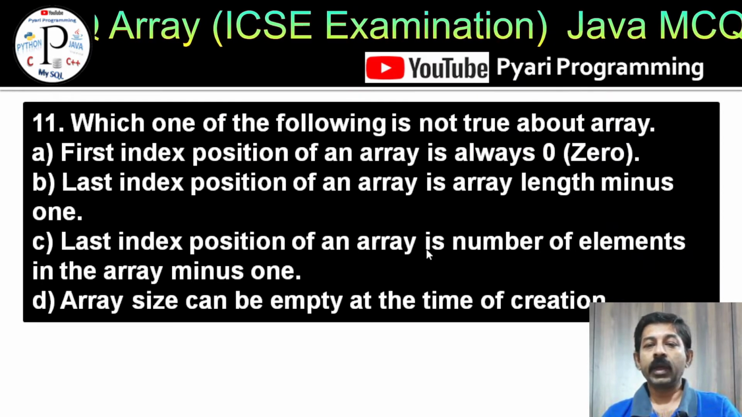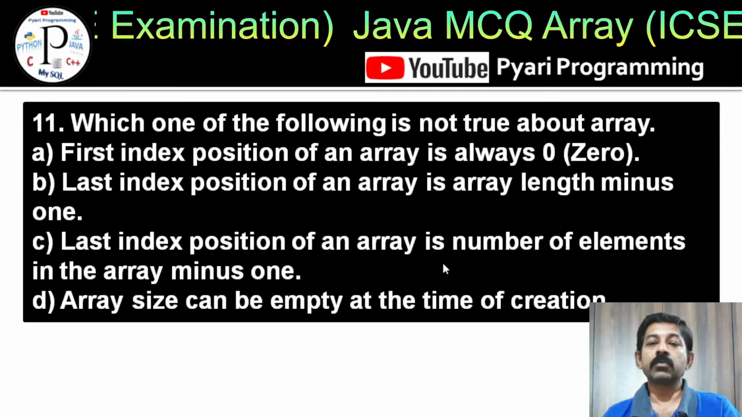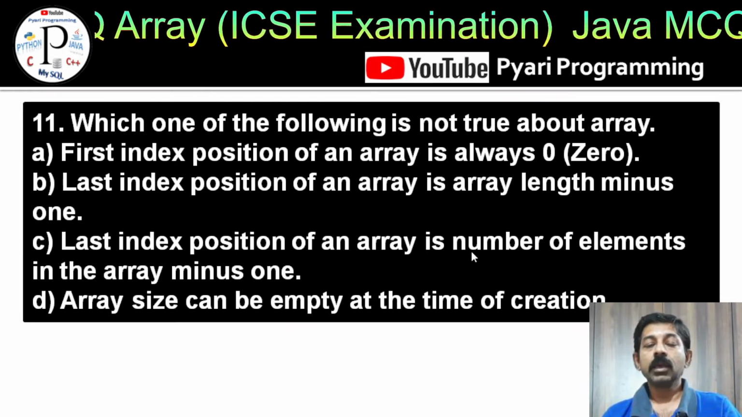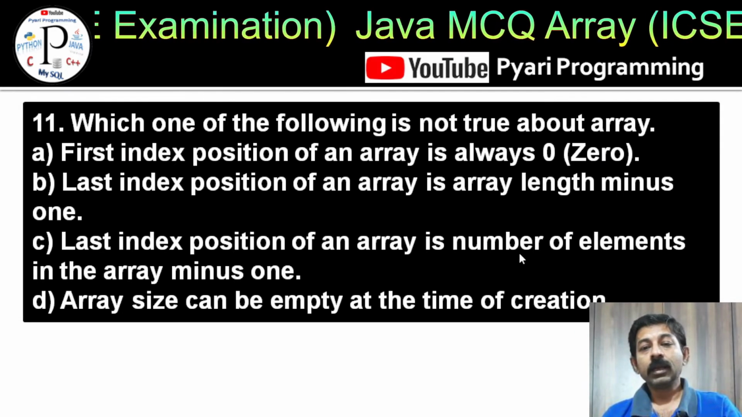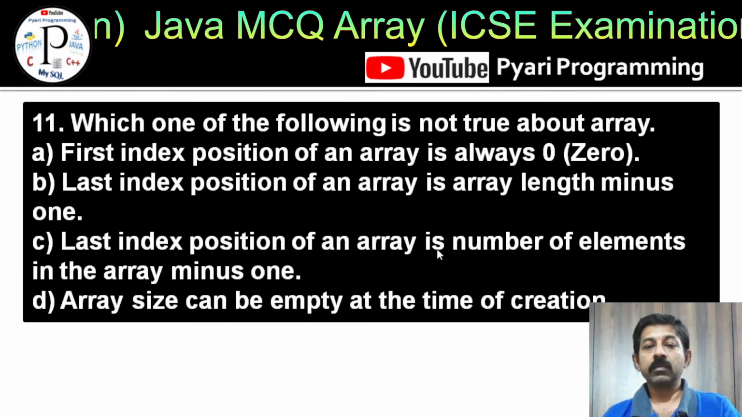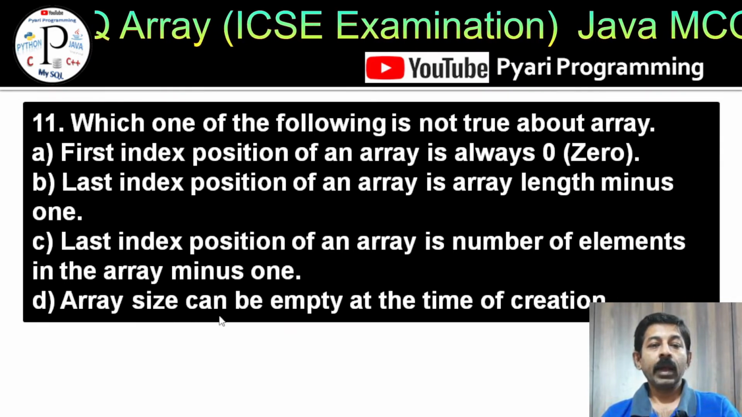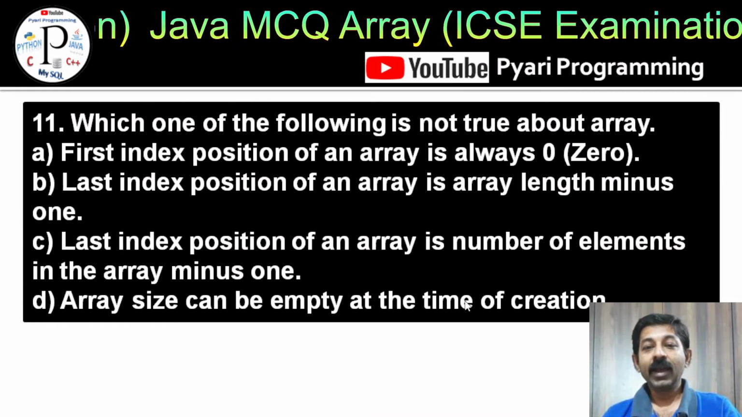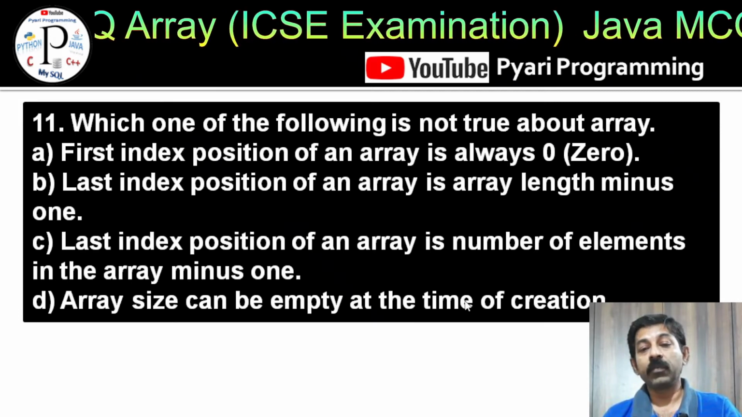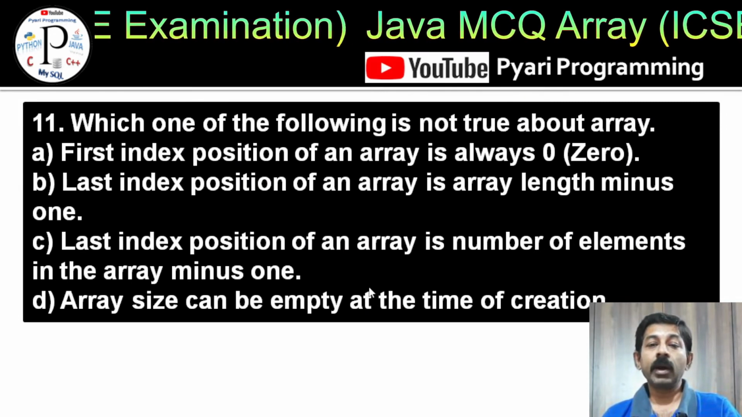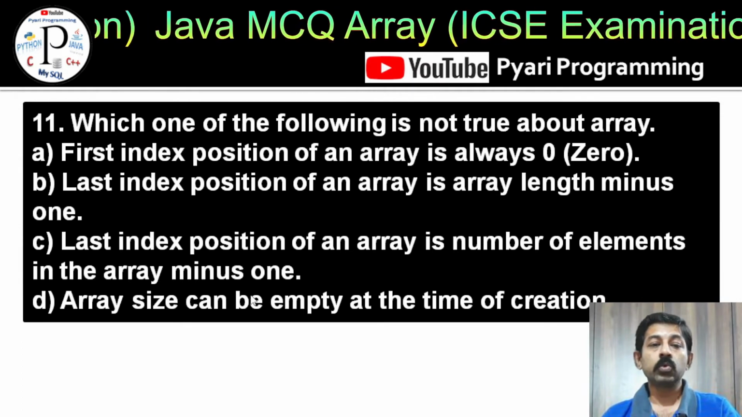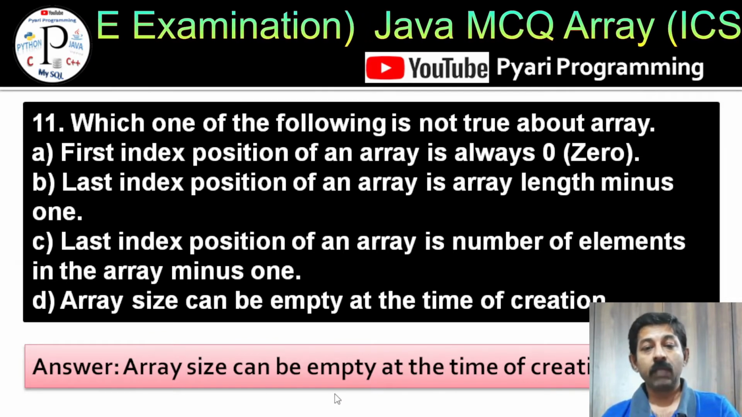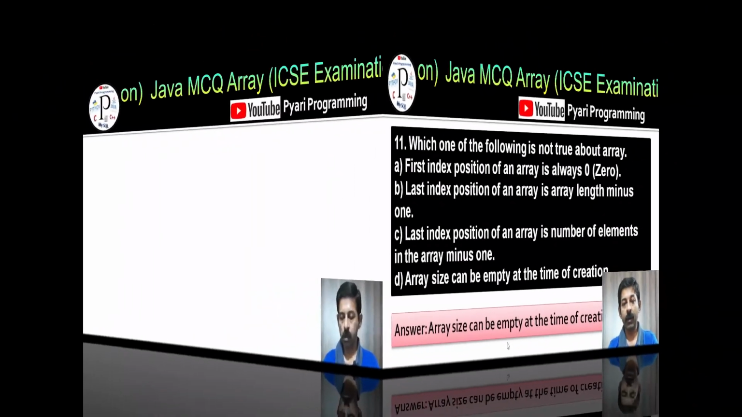Last index position of an array is number of elements in the array minus 1. Okay, number of elements is equal to length of the array. So if the number of elements is 6, obviously the last index position is 5. So that's why this is also a correct statement. Array size can be empty at the time of creation. No, it cannot be. Array size must be given at the time of creation. So my answer is this one because it says not true. I also agree that your answer will be the same. So let's move to the next one.